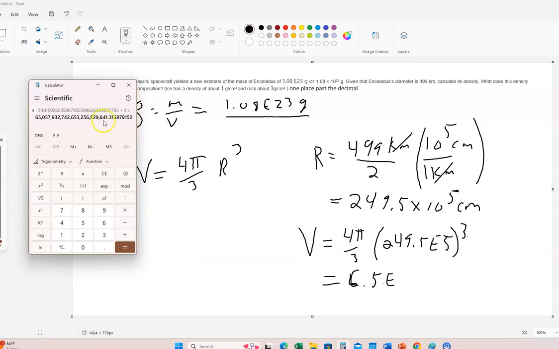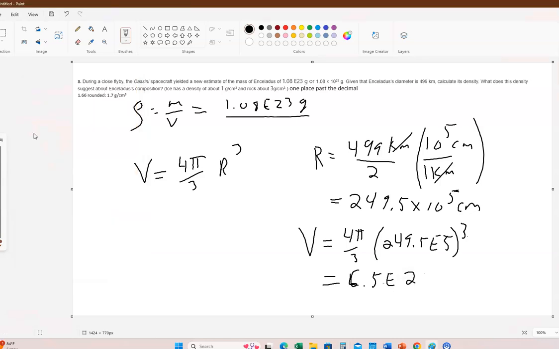So the decimal is right here between the 1 and the 3. There's 6, there's 12, there is 15, 18, 21, 22. Okay, so 6.5 times 10 to the 22nd. And of course, now it's in cubic centimeters.